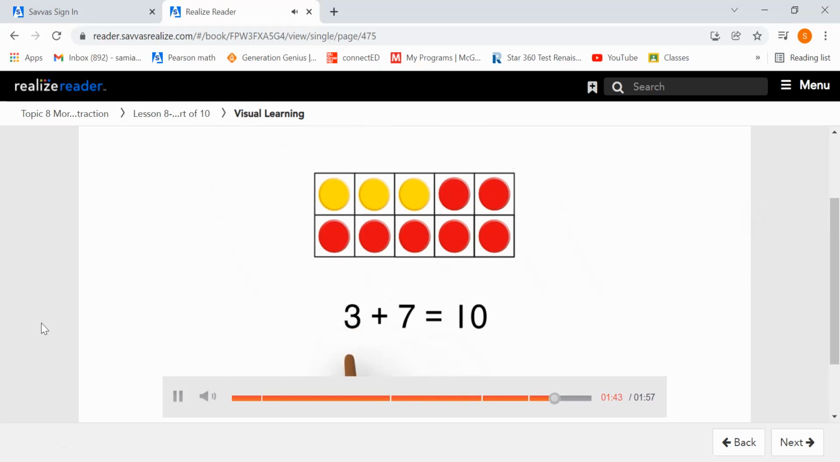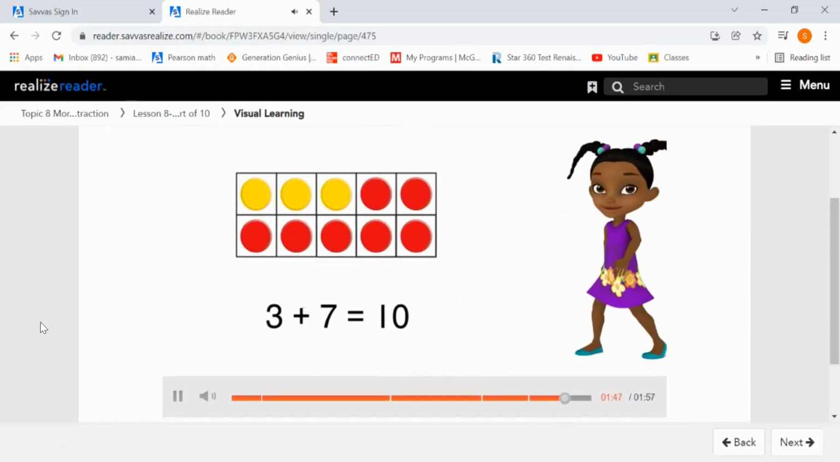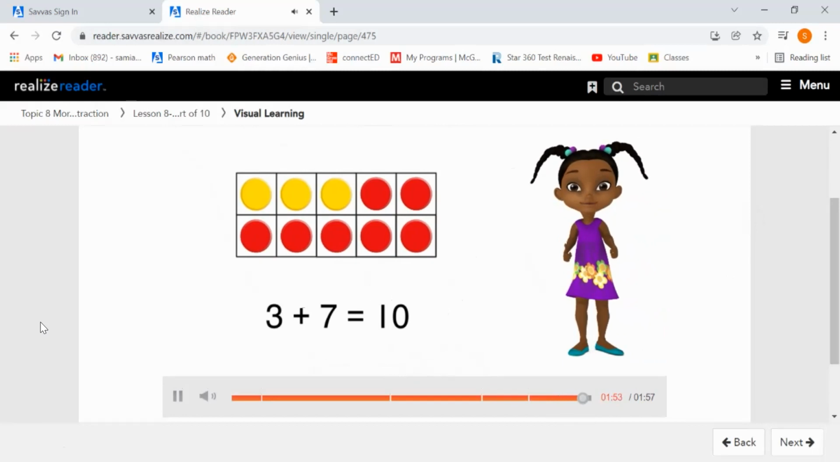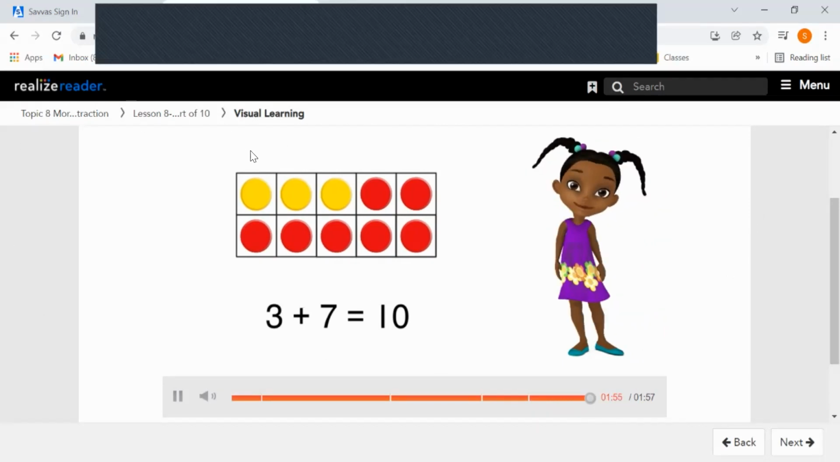You can also write 3 plus 7 equals 10. Now you see how you can use a 10 frame to think about finding a missing part of 10. Great job making 10. All right. Let's go on.